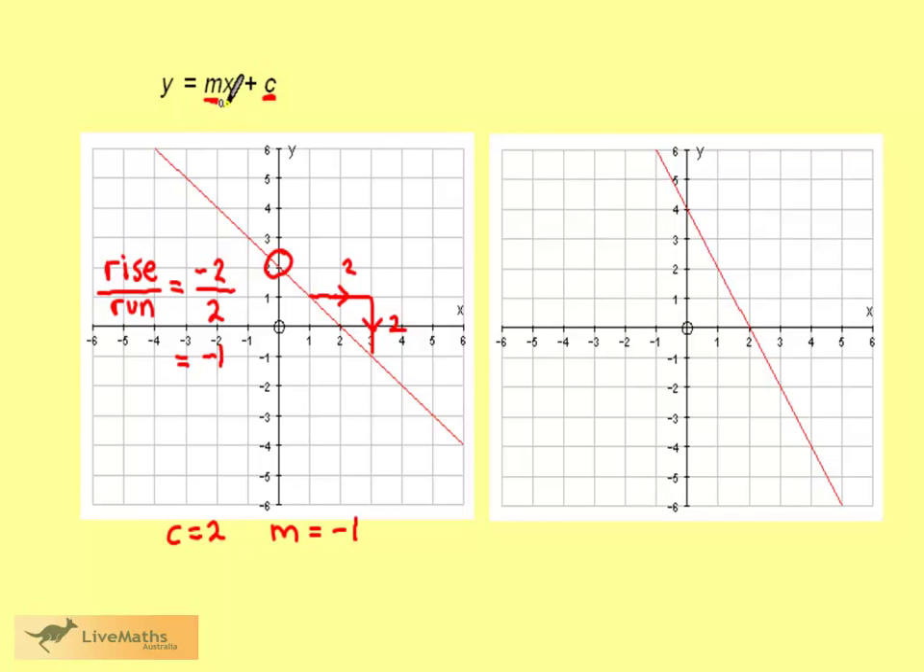Therefore the gradient is minus 1. Substitute these values back into y equals mx plus c, and we have y is equal to minus 1x plus 2. We wouldn't write minus 1x, we'd write y is minus x plus 2, or possibly even y equals 2 minus x.